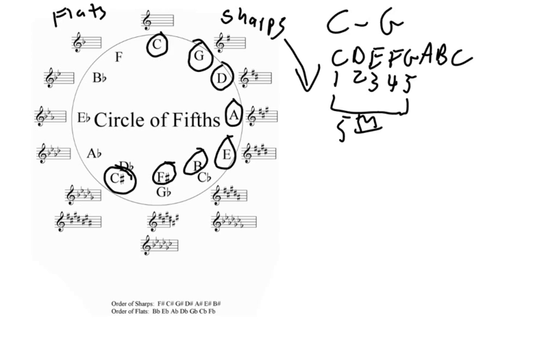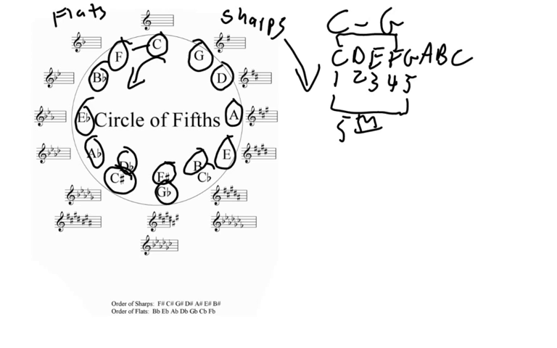Now, on the other side of the circle going this direction, it's not a fifth anymore, it's a fourth. So the distance from C to F, and again if we go on the scale, C to F, this interval is a fourth. So this is the fourths side, and it's also the side where the flats occur. C to F is a fourth, F to B flat is a fourth, B flat to E flat a fourth, E flat to A flat a fourth, A flat to D flat to G flat, and G flat to C flat are all fourths.